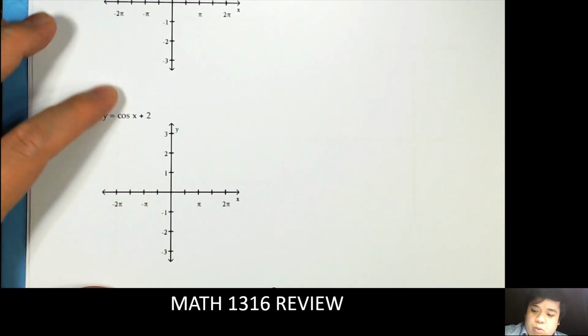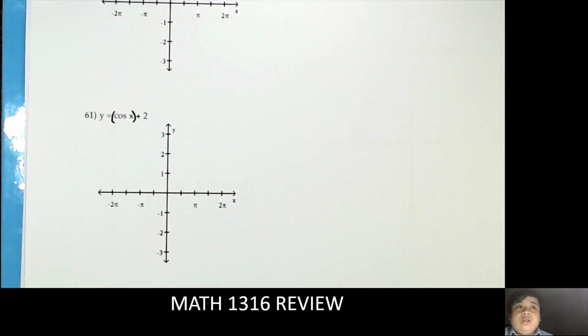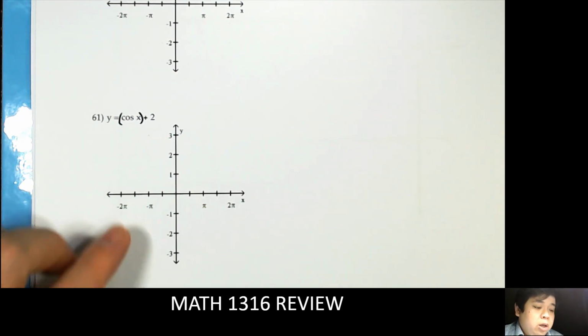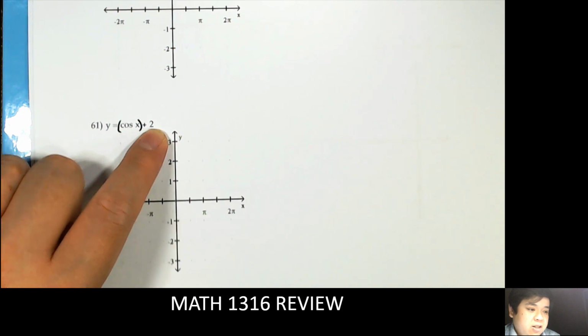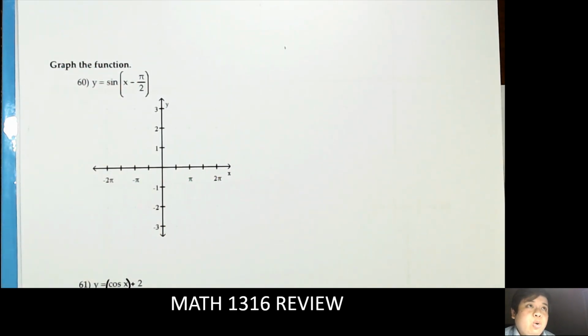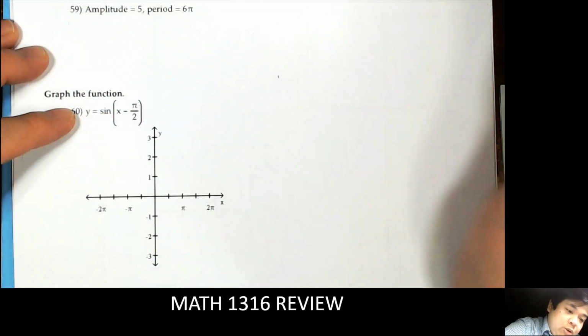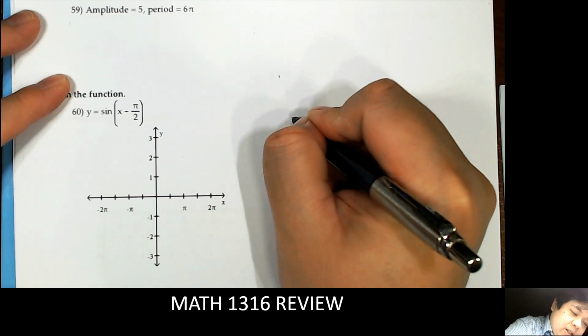If we want to be clear, we put the parentheses around this. So we do cosine of x first, then we plus 2. This gives us the vertical shift. This gives us the phase shift. This is the vertical shift. Alright, 60. Regardless, we still need to do all of those things.